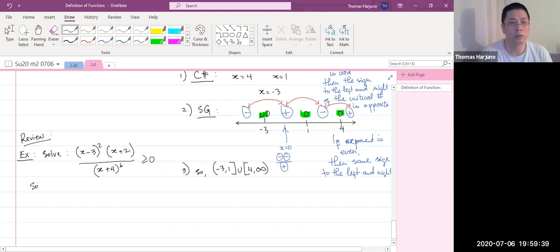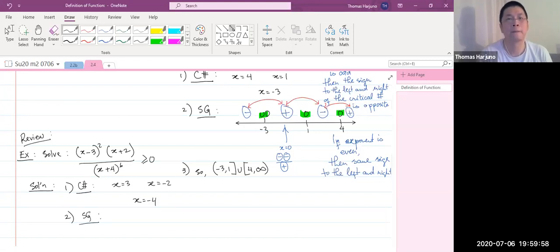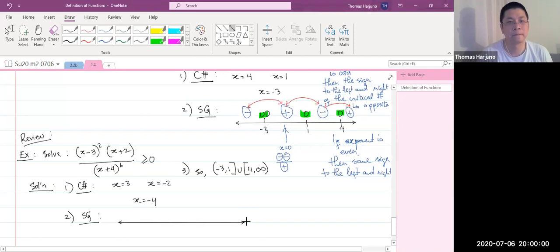Then the solution: it's already factored, so I can start with critical numbers. Factor and the other side is 0. x equals 3, x equals -2, x equals -4. Sign graph: -4, -2, 3. x equals 3 gives us 0, x equals -2 also 0, x equals -4 gives us undefined.